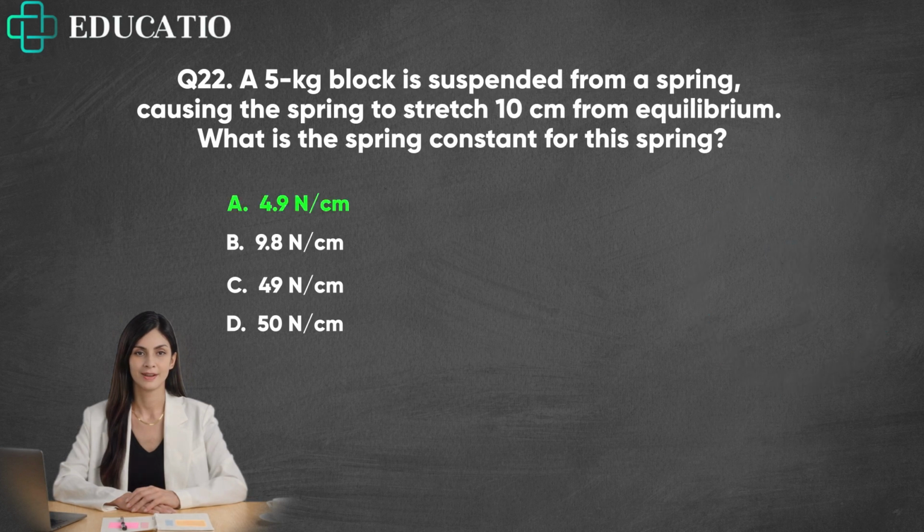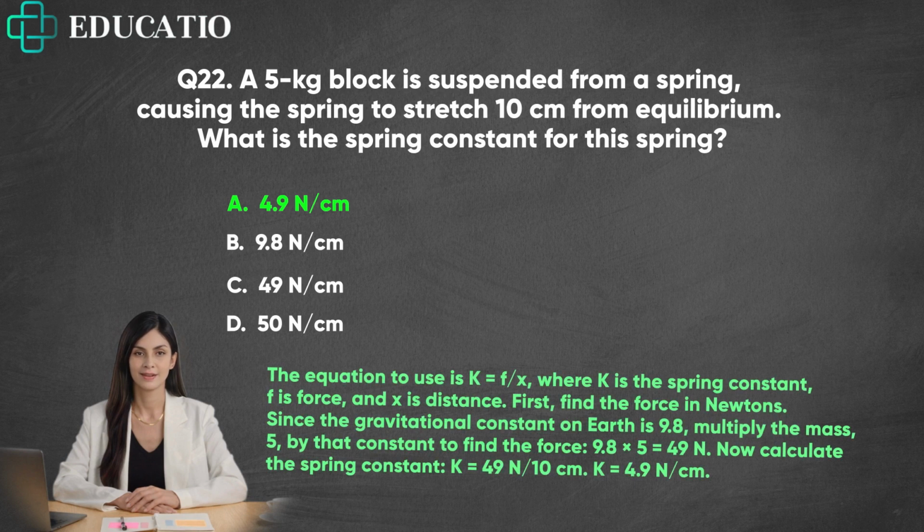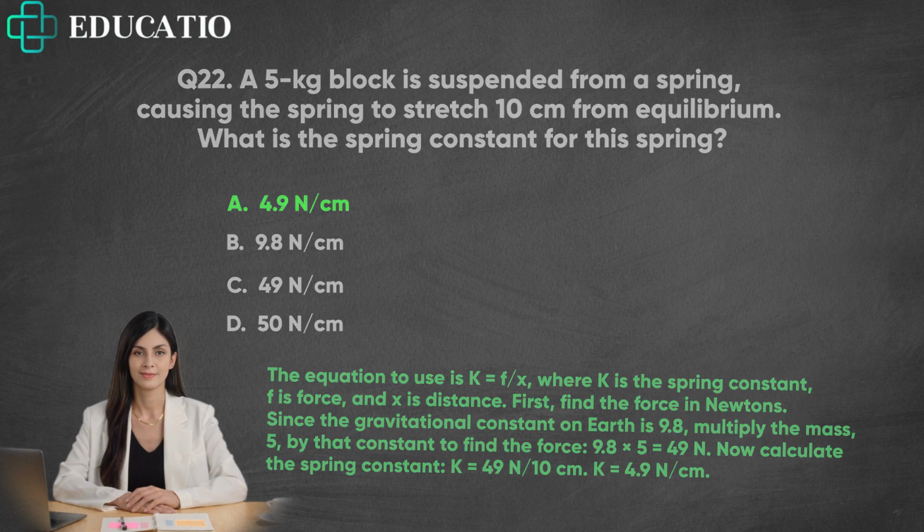Answer. A. Explanation: the equation to use is K equals F/x, where K is the spring constant, F is force, and x is distance. First, find the force in newtons. Since the gravitational constant on Earth is 9.8, multiply the mass, 5, by that constant to find the force. 9.8 times 5 is equal to 49 N. Now calculate the spring constant. K equals 49 N/10 cm. K equals 4.9 newtons per centimeter.